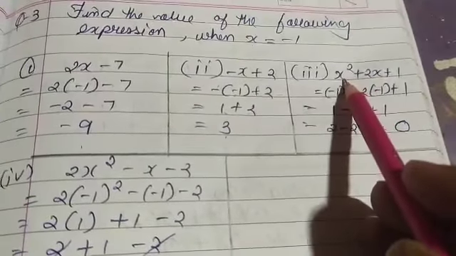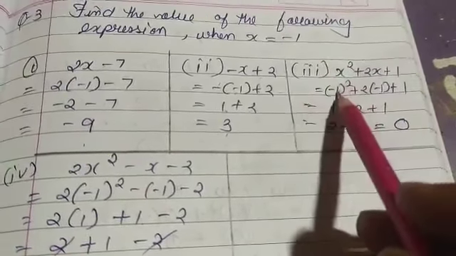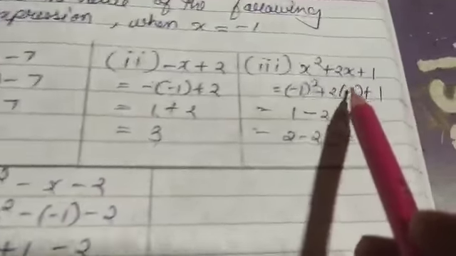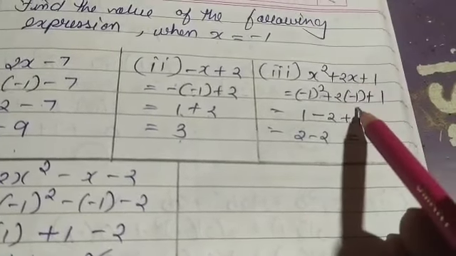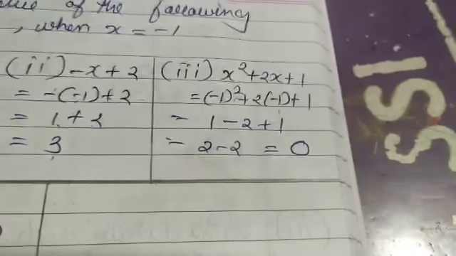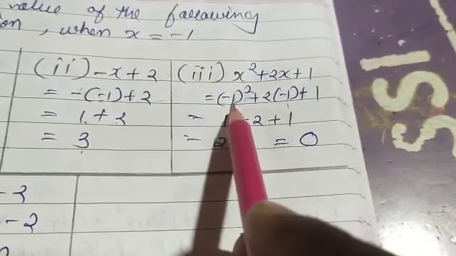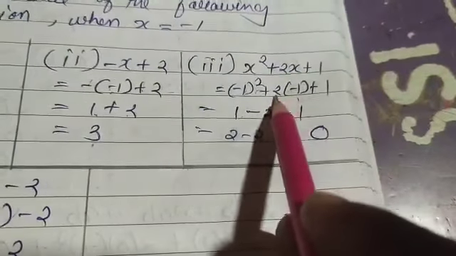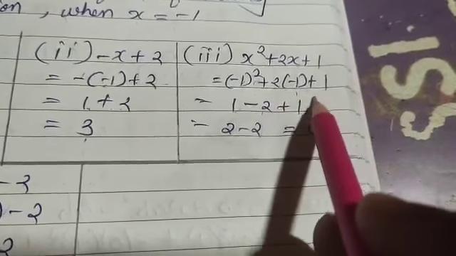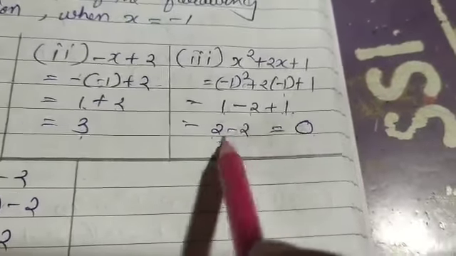Then the next one is x square plus 2x plus 1. Now in place of x you put minus 1, that is minus 1, and write down the square as it is. Then plus 2 into x. In place of x write down minus 1, then write down this plus 1 as it is. Now the square of any negative integer will become positive, so the square of negative 1 is 1 only. Then positive 2 into negative 1 is negative 2, and write down this positive 1 as it is. Now 1 plus 1 is 2, and 2 minus 2 is 0.